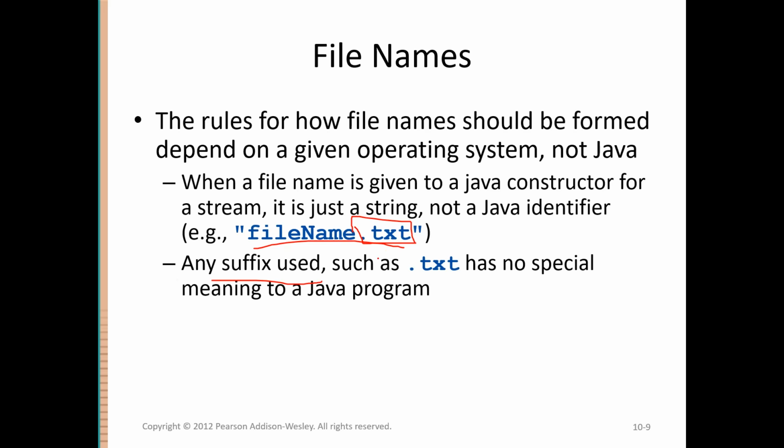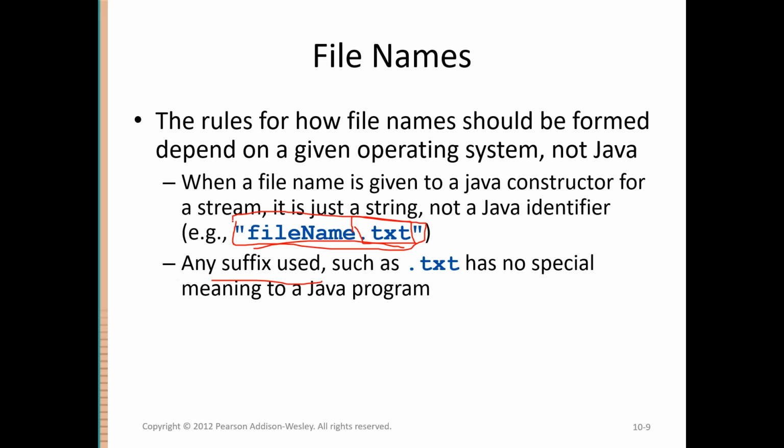It doesn't have any difference for Java. It's just a name of a file. But for the operating system, it will be easier to know what kind of application can be opened with that file. So that's why you can name it .txt or .doc for Word, or whatever for your word processor. Anyway, what you need to know is that there is a file name.